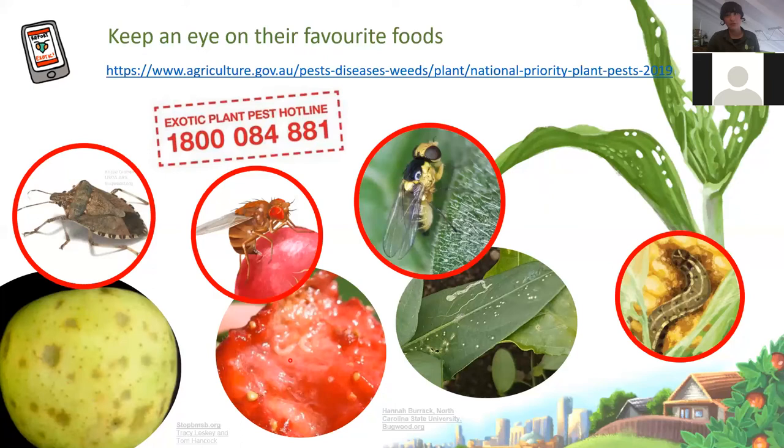We already talked about the leaf miner fly. And there's a whole range of other exotics where having a sense of their favorite hosts can just help you keep an eye out for activity in those hosts that seems unusual.